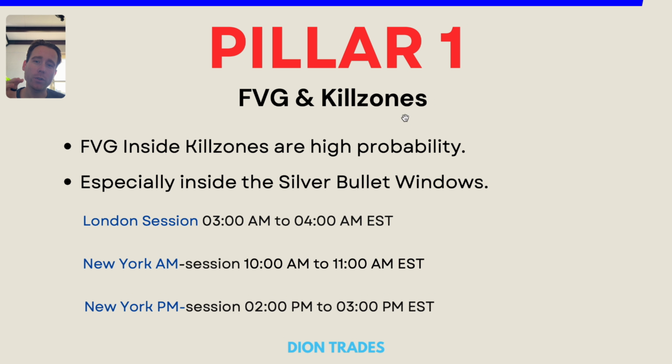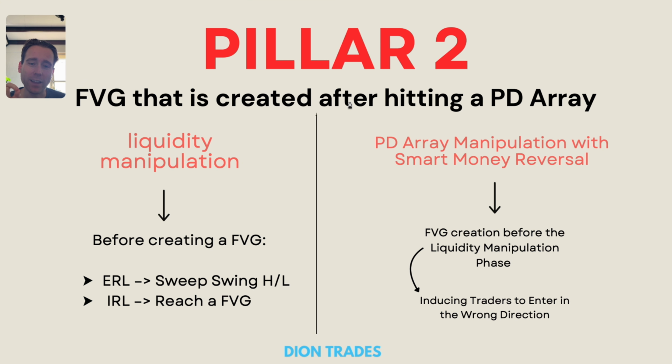As the next pillar, we're going to dive into the core of how to identify a high probability fair value gap. It's a fair value gap that is created after hitting a PD array. A PD array is an order block, an old high or low, a breaker, an inversion fair value gap. You have many PD arrays. And let's first talk about the liquidity manipulation.